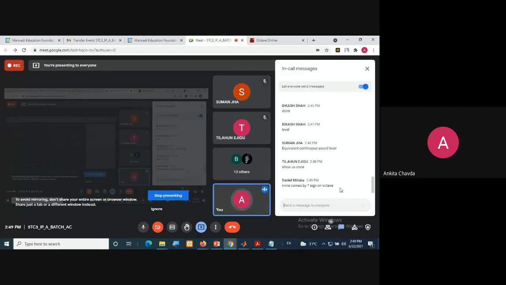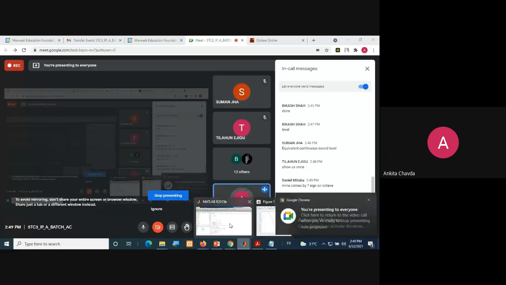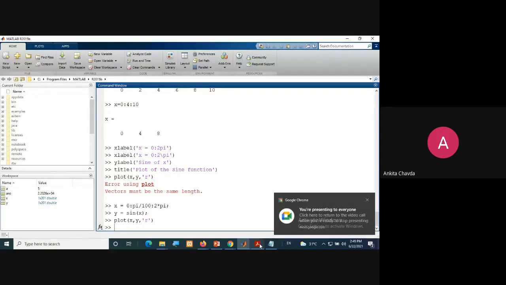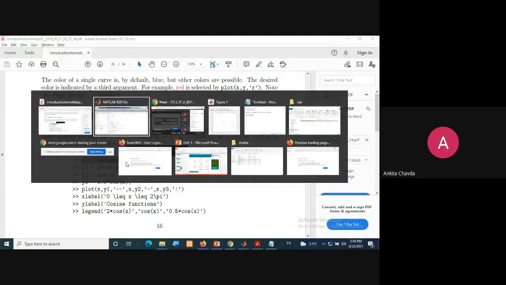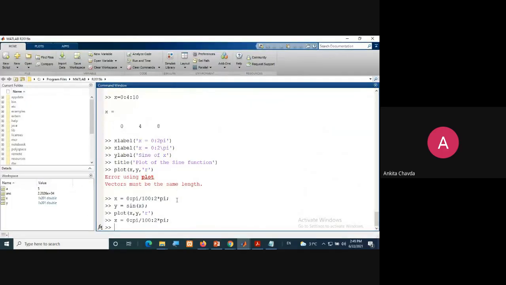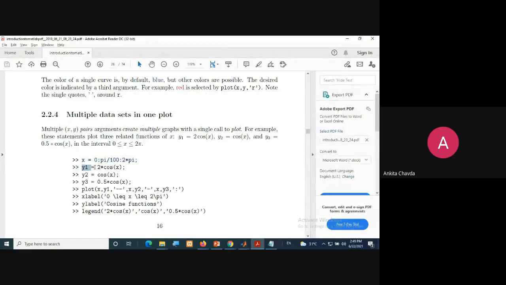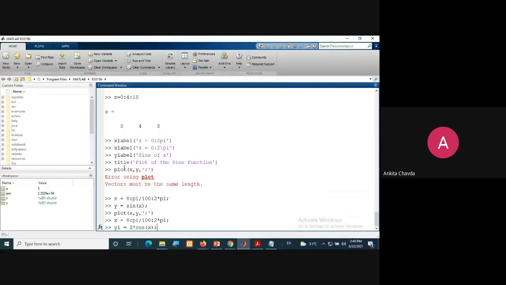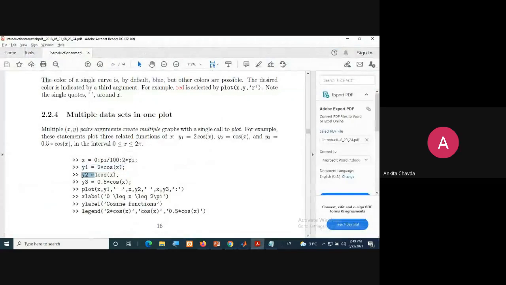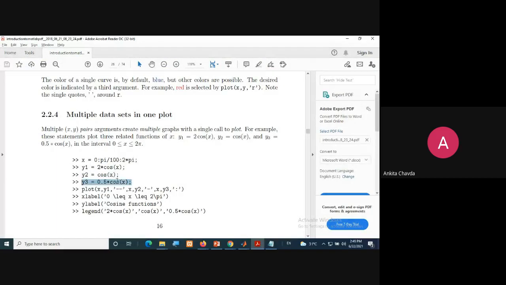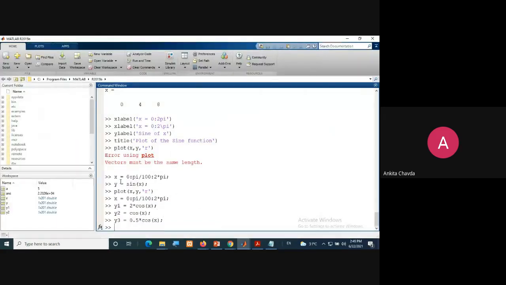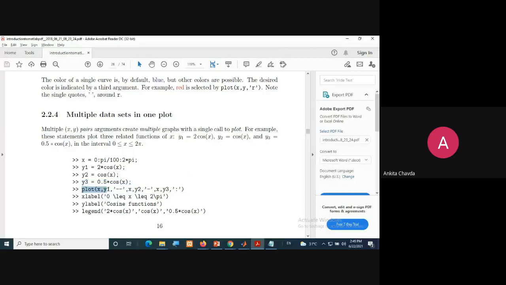Okay. Maybe on Octave it is not working. Fine. No problem. So I'll show you here. First, we are writing this for the x value. Then y1 is this. y2 equals cos x. y3 equals 0.5 into cos x. Then we are plotting this.